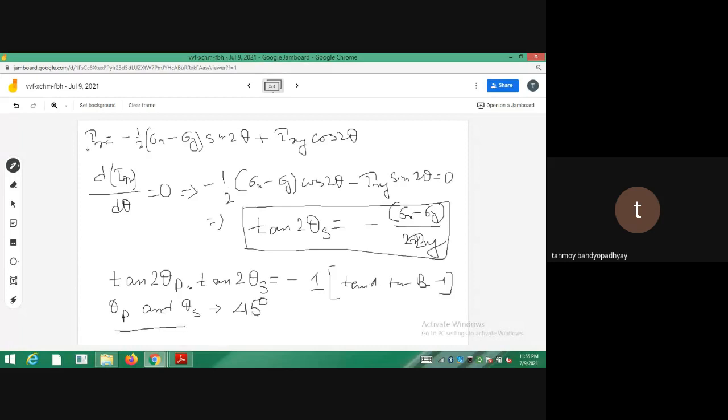So the major planes carrying the maximum normal stress and the planes carrying the maximum shear stress are separated by 45 degrees. Understood? We will be verifying those. Just remember them. Okay, now let's move on.